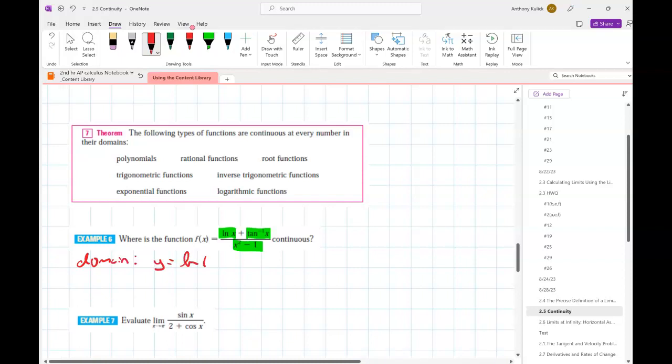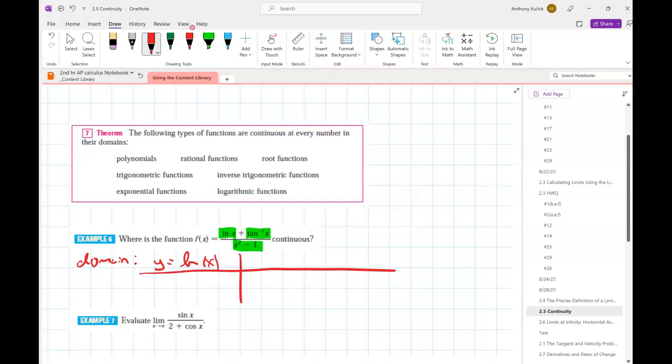So what's the domain for the natural log? Well, this is something we should remember from Algebra 2 and or pre-calc. I taught you pre-calc, so I can't blame myself on this one. What numbers can't you take the logarithm of?